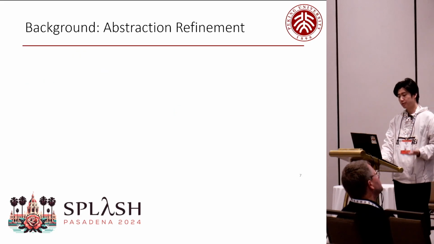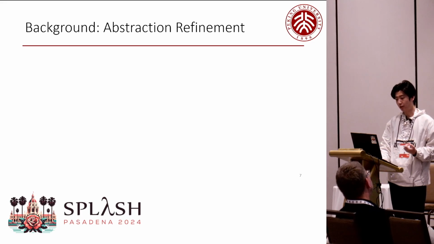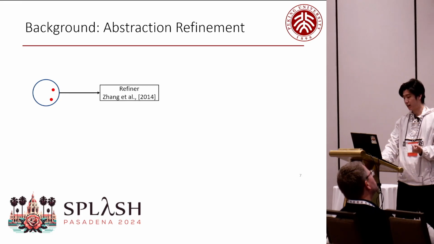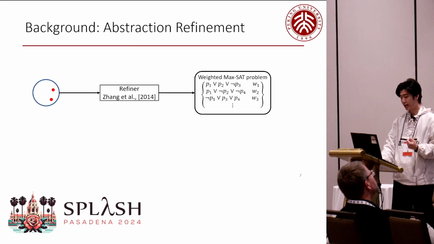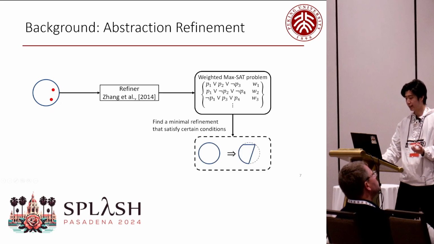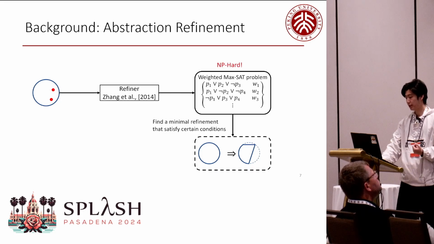Many abstraction refinement methods model the refinement selection as SAT or SMT problems. For example, one of the state-of-the-art abstraction refinement approaches models the refinement selection as weighted max sat problems, which tries to maximize the weighted sum of satisfied clauses. By solving the problem, it finds a minimal refinement to try. Since solving max sat problems is NP-hard, this approach is unscalable for large programs.